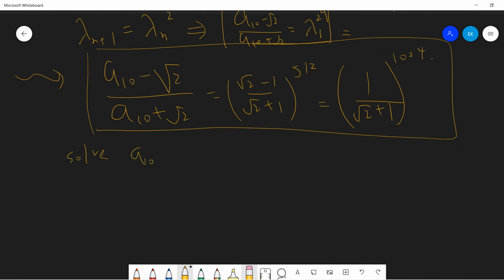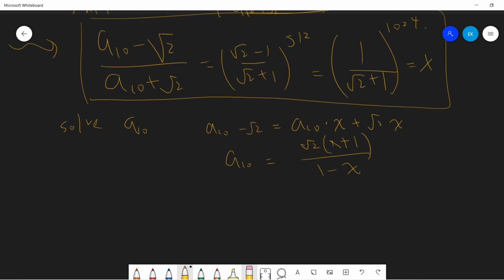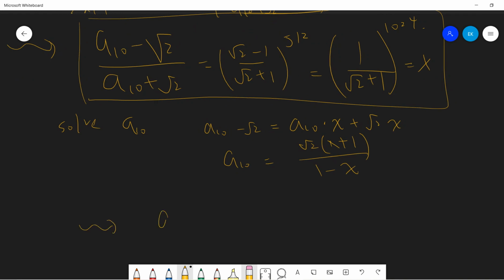Let's call this quantity x, just for ease. So (a_10 minus square root of 2) over (a_10 plus square root of 2) equals x, and then we need to solve for a_10. So a_10 equals square root of 2 times (1 plus x) over (1 minus x). Let's compute a_10 minus square root of 2. It equals square root of 2 times 2x over (1 minus x).